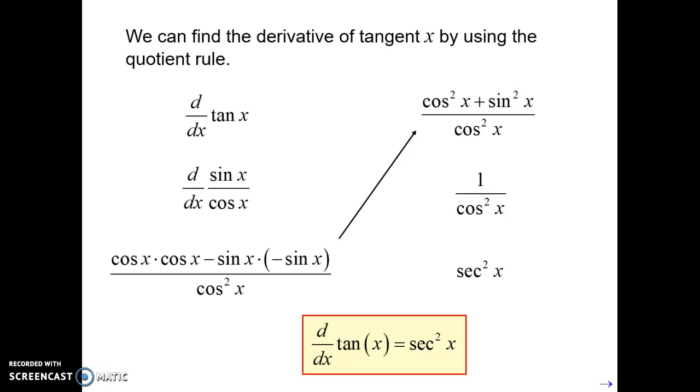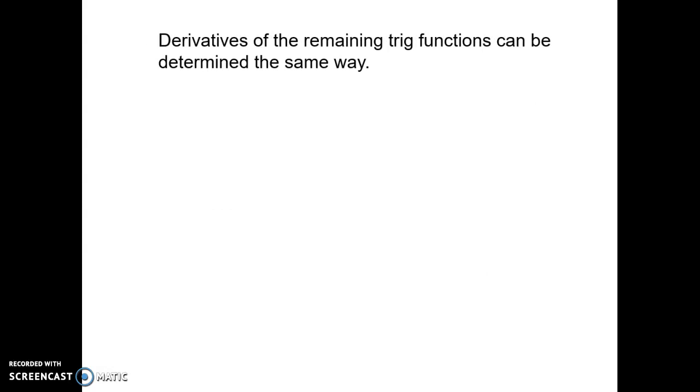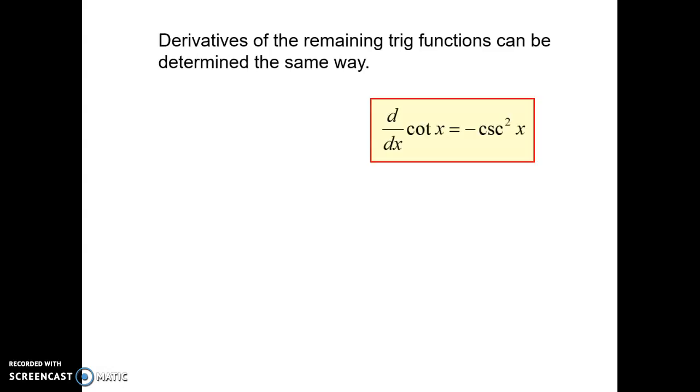Now, we could continue to find the other reciprocal functions in the same way. Derivatives of the remaining trig functions can all be determined in the same way because we know that secant is equal to 1 over cosine, cosecant is equal to 1 over sine, and cotangent is equal to 1 over tangent. So we actually could use the quotient rule the same way. But I'm not going to continue to prove them that way. I'm just going to give you these rules.